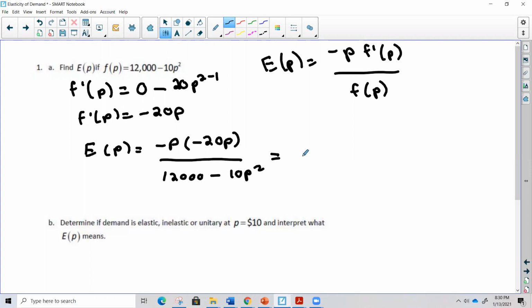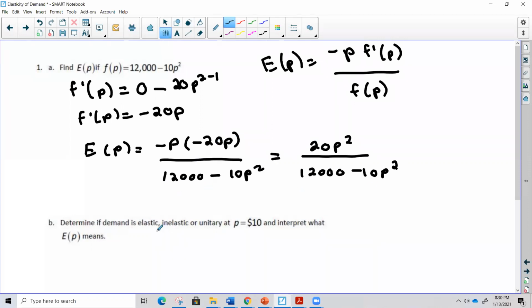And then if you can simplify the numerator, you should. So negative P times negative 20P is 20P squared. And then the denominator is not going to change. So this is the equation for the elasticity of demand.